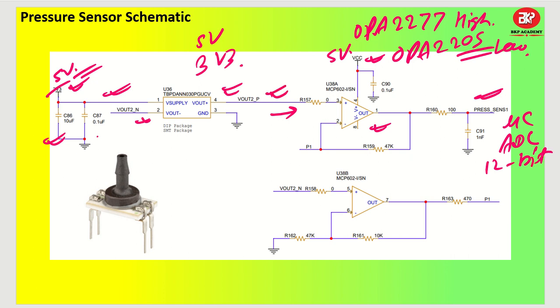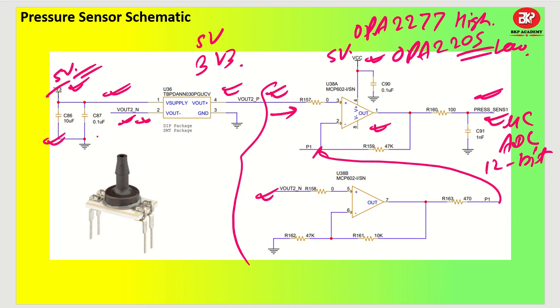So this is your positive output. This is your negative output, which is taken here. So this is acting as an instrumentation amplifier. Okay, this particular P1 is connected here, and in this way you are going to take only one output to your ADC. Understood? So this was all about your 4 pin package. DIP package as well as SMT package, both will be almost the same.